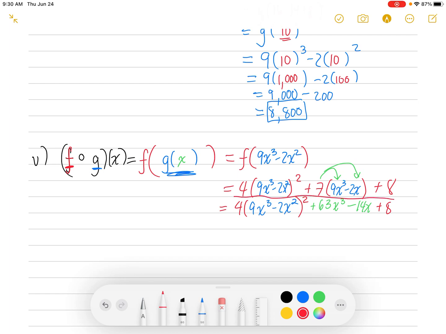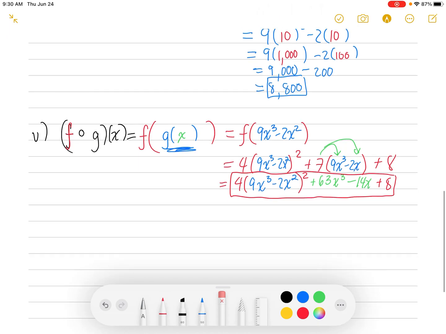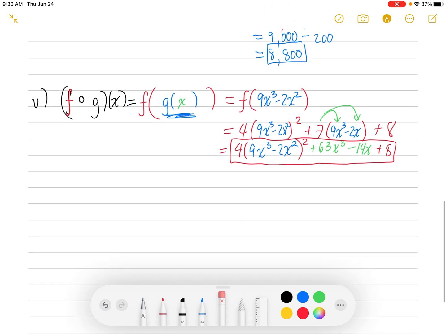We'll get, let's see, 63x cubed minus 14x. And then we have a plus 8 on the end. I think that'll be good enough for our expansion. So don't go all out on your expansions. I'm not really interested in seeing that you can expand things so much. I'm more interested in seeing that you know how to correctly plug in to get these composite functions.